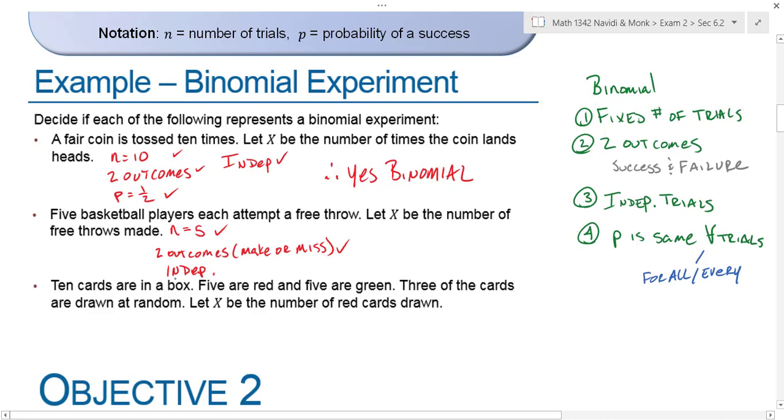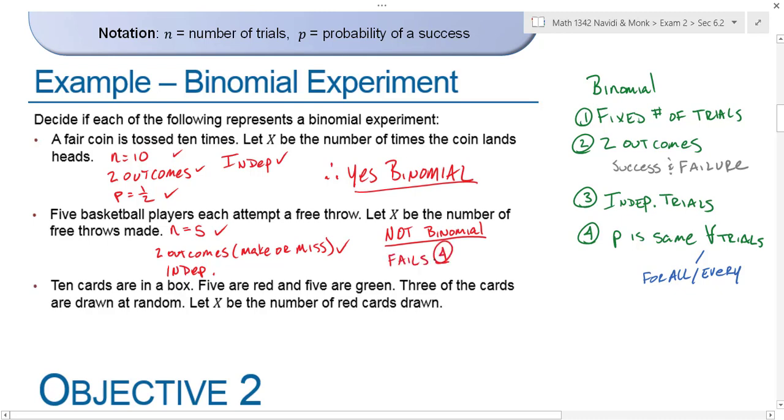Some people shoot better than others, so P is not the same for every person. The probability of making the basket is not the same. If you have a kid from the chess club shooting against an NBA pro, is the probability of them making the basket the same? No. This is not binomial because it fails number 4.